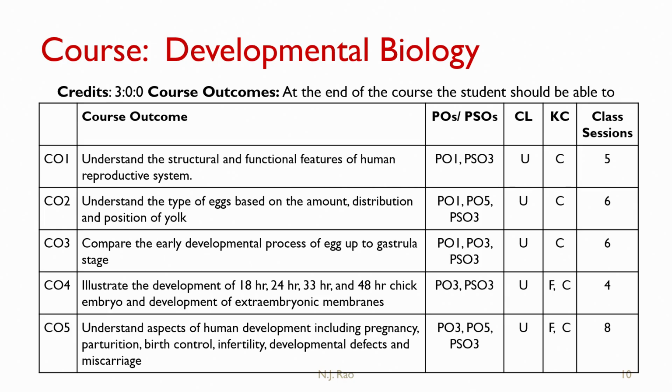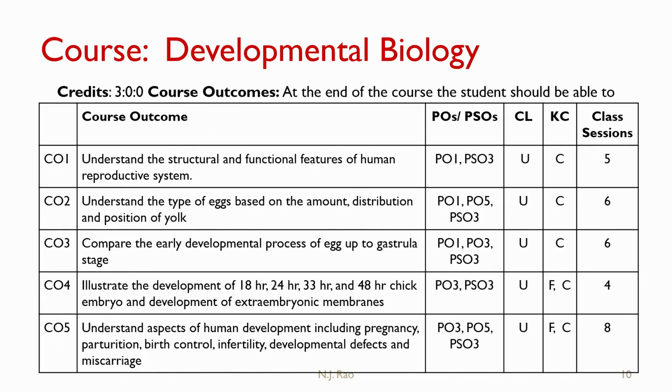So, PSO3 is marked. Come to CO2: understand the type of cleavage based on the amount, distribution and position of yolk. It includes PO1 and PO5 as well. So, another PO is included in this, and here also you have cognitive level understand and knowledge category C, conceptual, and class sessions are 6. So, like that, I am not going to read all the COs. Correspondingly, one has to tag like this.